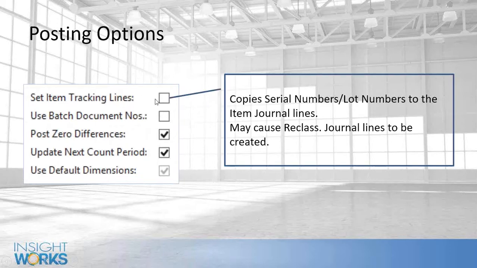The first option on here is Set Item Tracking Lines. If you're using serial numbers or lot numbers and you turn this on, it's going to copy the discrepancies to the journals. For example, if I had 80 lot numbers in stock and I counted 60, it's not going to copy the 60 I counted, it's going to copy the 20 I didn't count, because it's going to do a negative adjustment and negative adjust those lot numbers out of stock. Okay, so that's what this does.